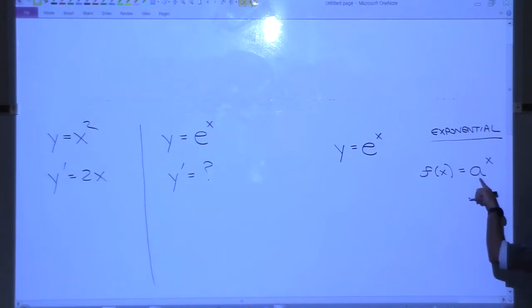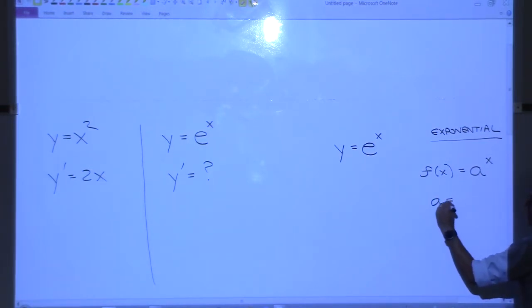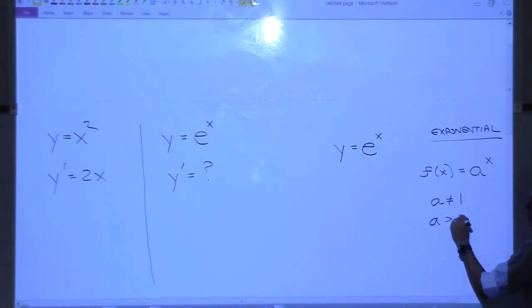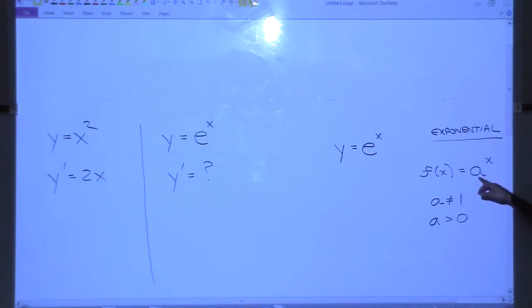And they give you some conditions. They tell you that the a down there can't be 1. And they also tell you that the a down there has to be bigger than 0. As long as that number is positive and as long as it's not 1, then you're talking about an exponential function. So examples would be like 2 to the x, 4 to the x, 10 to the x.